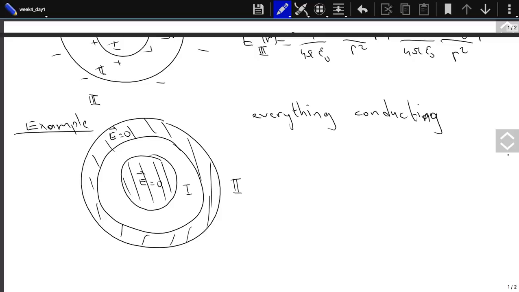You mean this shell goes to infinity? Okay, fine. Well, if they are infinity, there's no way they are creating any electric field, any one of them.